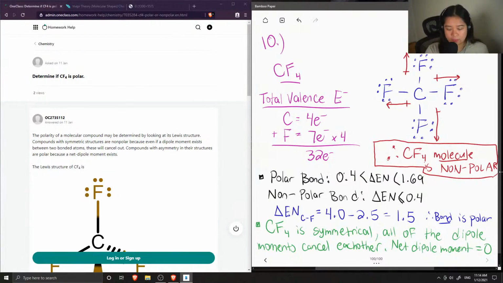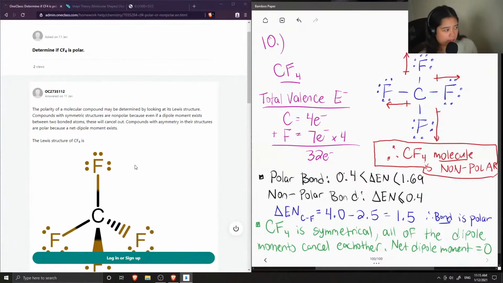If carbon were to have a lone pair, causing it to be bent in any way, then only would we have a polar molecule. But since carbon has no lone pairs to affect the structure, it is symmetrical.